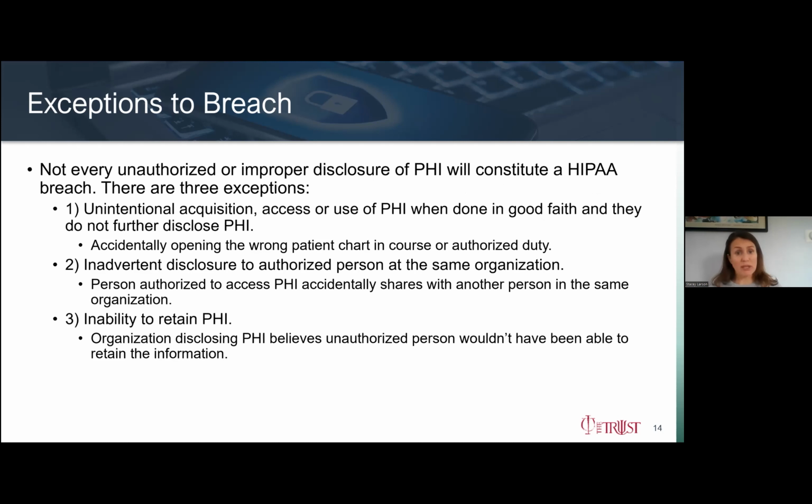So there are some exceptions to the definition of breach. Not every unauthorized improper disclosure is going to constitute a HIPAA breach.